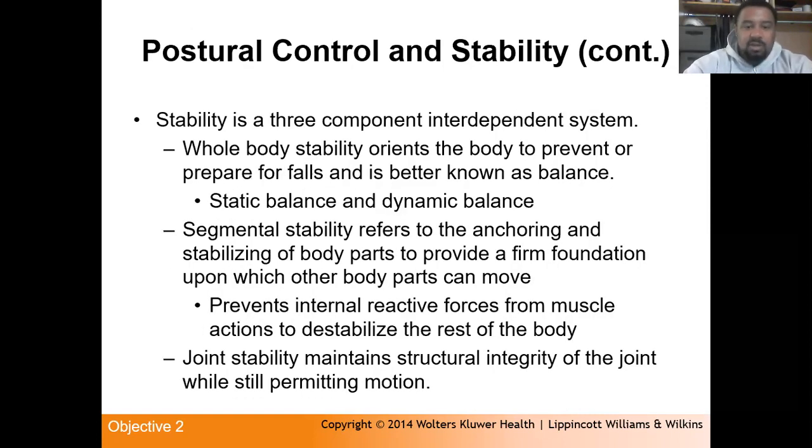Same thing continued. I already mentioned this: it's three components in some systems. It's talking about static balance and dynamic balance. Static balance is when you're standing still so you don't fall over, and dynamic balance is when you're moving around, running, jumping, doing activity, flying, being thrown in the air, so that your body doesn't let itself destabilize and keeps itself together.